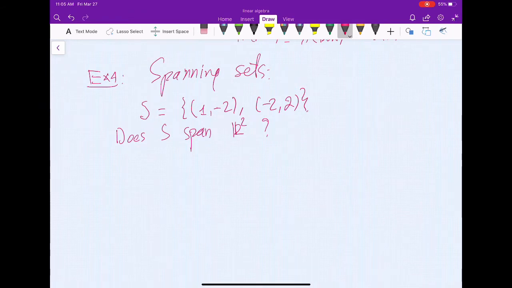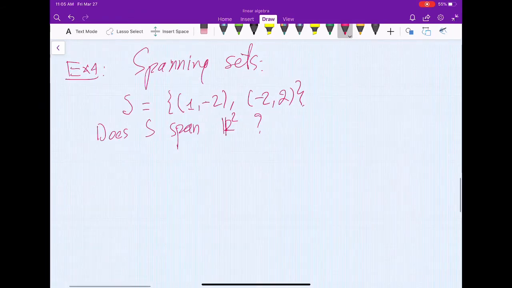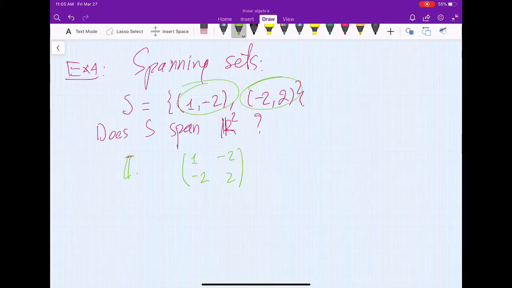It's pretty easy. You know, R2 has dimension 2. This set has two vectors. So S spans R2 if and only if vectors in S form a basis for R2. So basically you need to do a very simple thing. You consider the matrix with columns (1, -2) and (-2, 2) in here. You write vectors in the column form and you check the determinant.